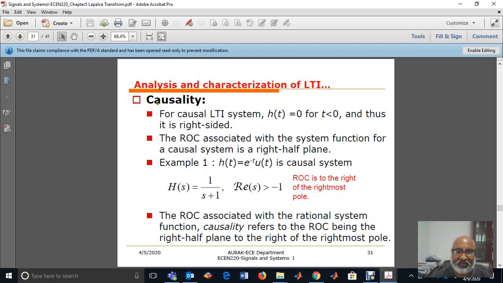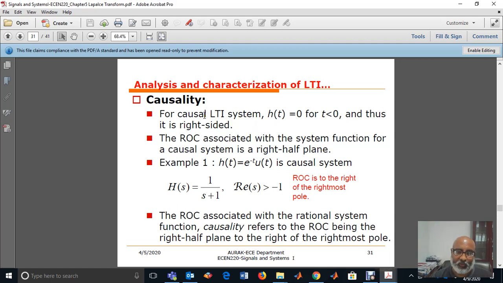So what is causality of a system? In chapter 1, we defined a causal system as a system where the output at time t depends on the past or the present, or both the past and present. That means the value of y at time t depends on the past values of x(t), or both the past values and the present value of x(t), or only the present value of x(t), but not on the future.